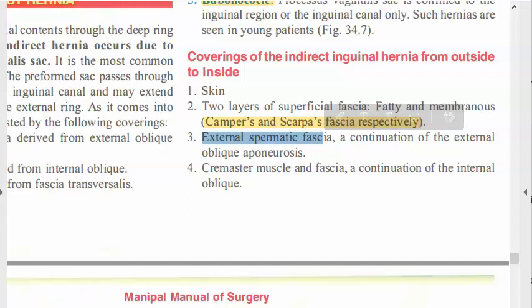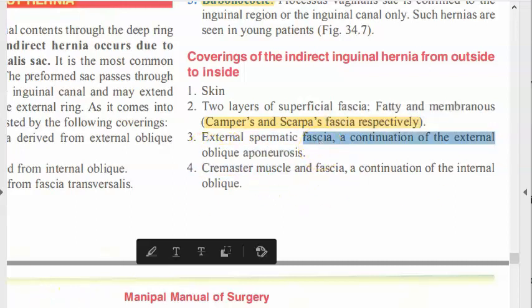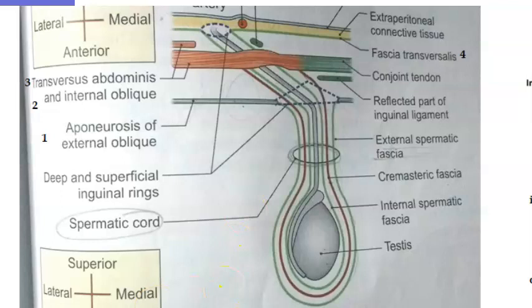Can you see that here? A continuation of the external oblique aponeurosis. Okay. So a continuation of the external oblique aponeurosis. So this one, external spermatic fascia. Okay, inside that, this brown one, that is the cremasteric fascia. Then inside that you will get the internal spermatic fascia. Okay, very good. That internal spermatic fascia, where is it? Here. Internal spermatic fascia itself is the fascia transversalis. So between the external ring and the internal ring, in between that you have the cremasteric fascia.